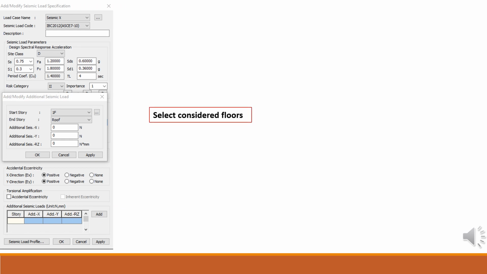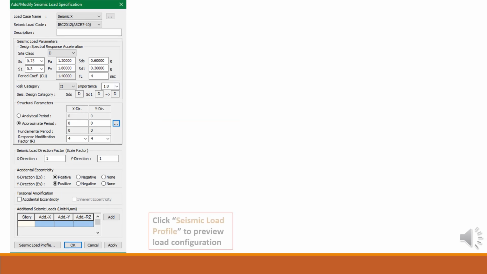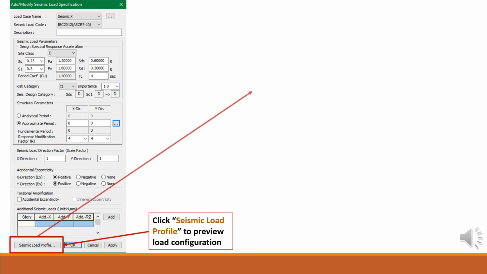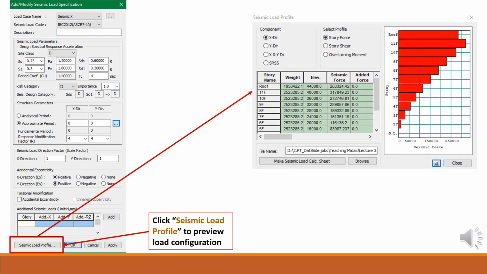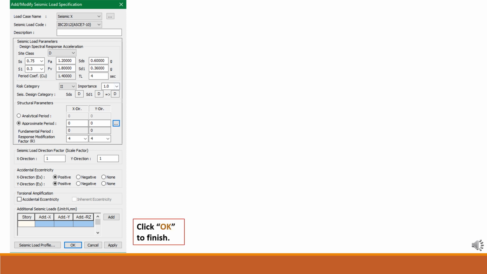Select considered floors. Click Seismic Load Profile to preview load configuration. Click OK to finish.